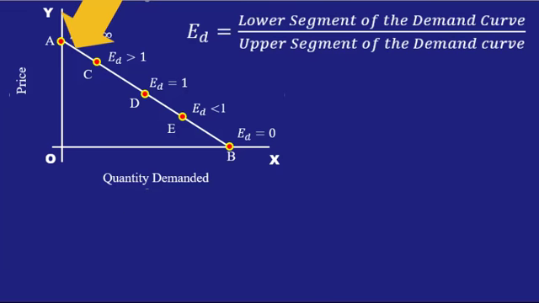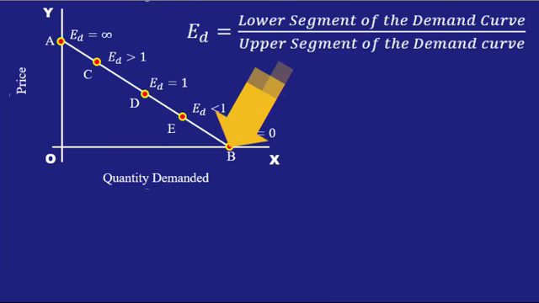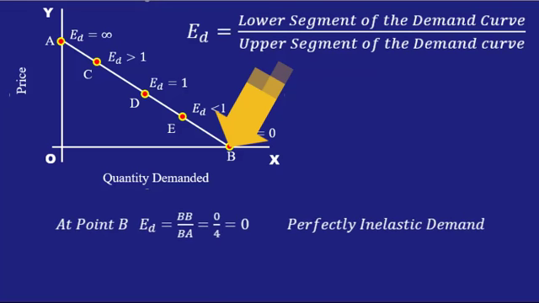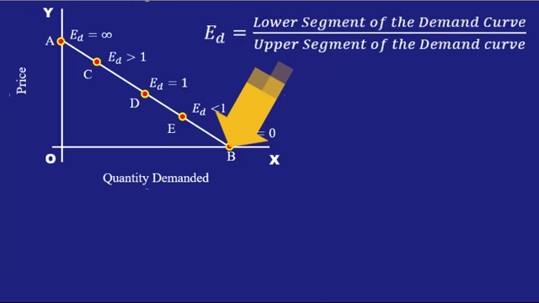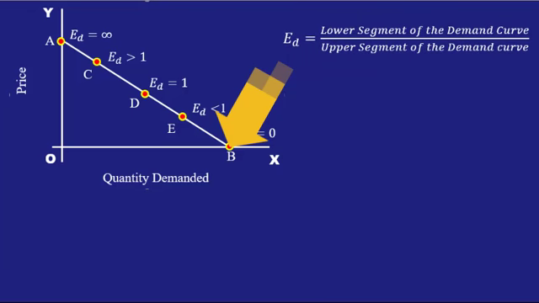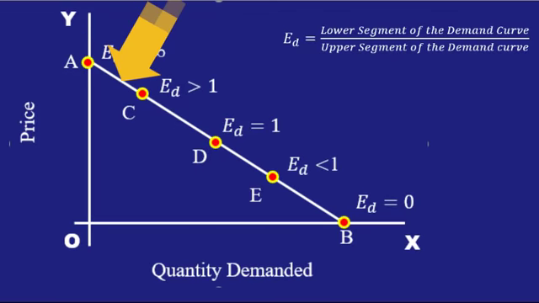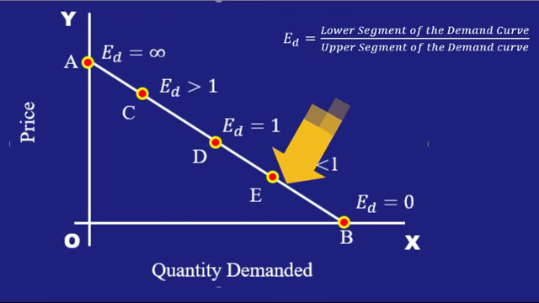Now we shall measure elasticity at point B. At B, the lower segment of the demand curve is 0. Its upper segment is AB, 4 centimeters. 0 divided by 4, 0. 0 divided by anything is 0. Here, the demand is perfectly inelastic. Our lesson ends here. I believe you have learned how to measure elasticity at different points on a given linear demand curve like this.